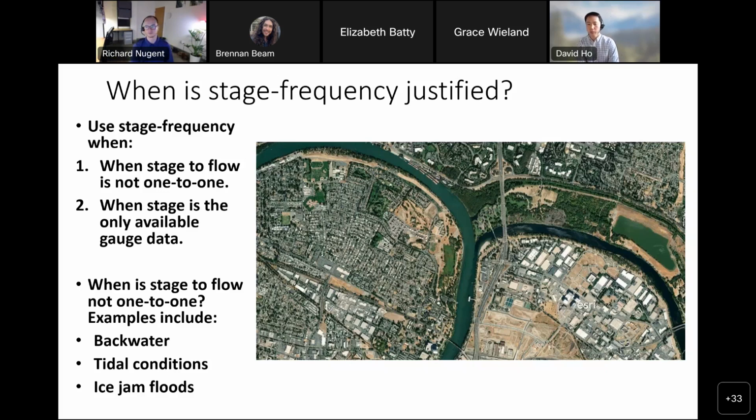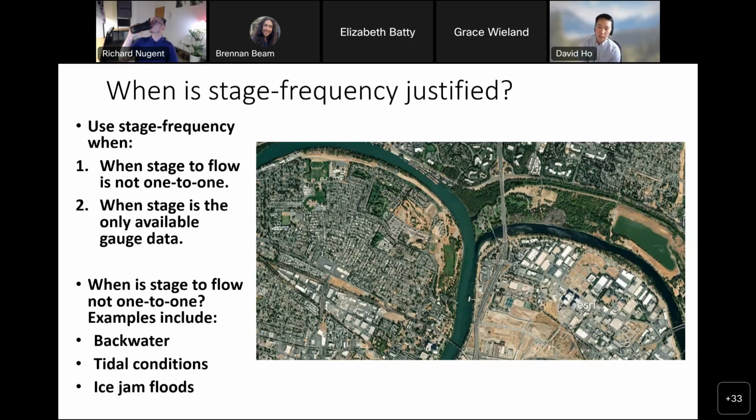The image that I'm showing to the right here is here in California. It's the confluence of the American and Sacramento Rivers. The American River is in the darker color on the right side, and the Sacramento River is the lighter color on the left. The Sacramento River is a much larger system, so its flows will tend to dominate at the confluence. As flood magnitudes increase along the Sacramento, you can have flows along the American River that slow down or even go backwards as the stages along the Sacramento River start to increase. So then we end up losing that one-to-one relationship.